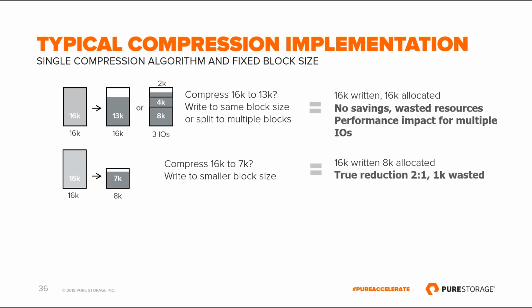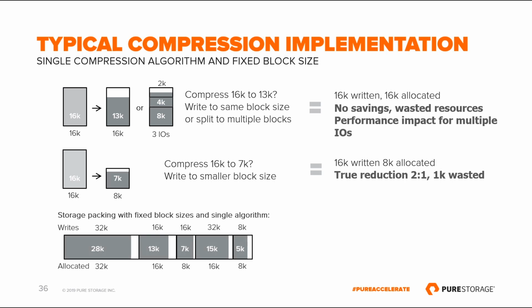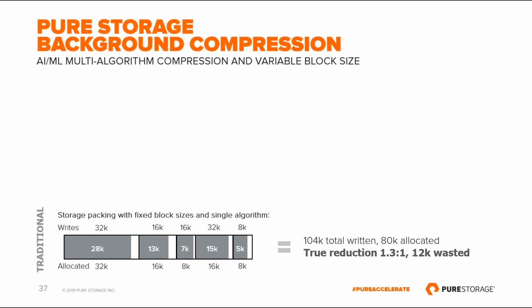In this case, you still have a wasted 1K worth of space, even though your data reduction was much better with this one single algorithm. So then after that, when you have a lot of these IOs that come in, you end up getting a lot of sparse white space that is wasted overall. So you're not being very efficient, even though you have maybe a decent algorithm for compression.